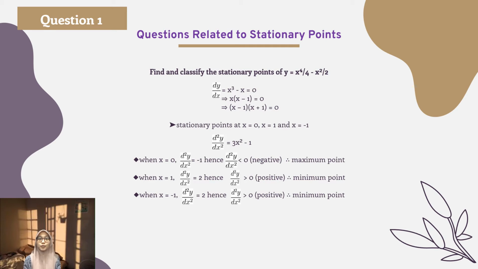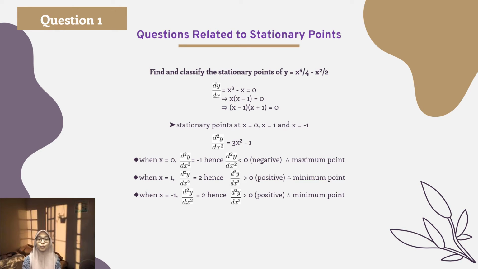So we need to classify them first by finding the second derivative. Now we have d²y/dx² = 3x² − 1. We need to substitute our x values for the locations of the stationary points into d²y/dx². When x = 0, d²y/dx² = −1. So d²y/dx² is less than 0, which means it's negative, so this is a maximum.